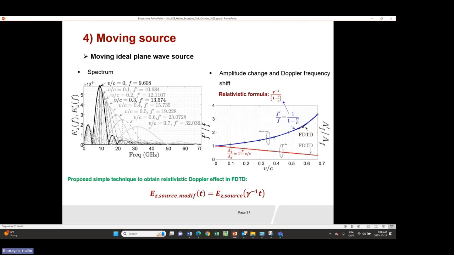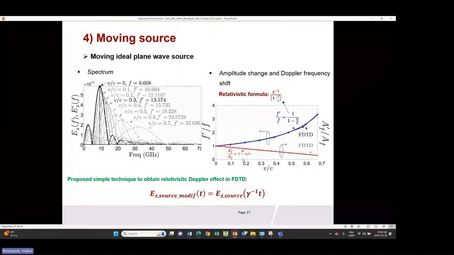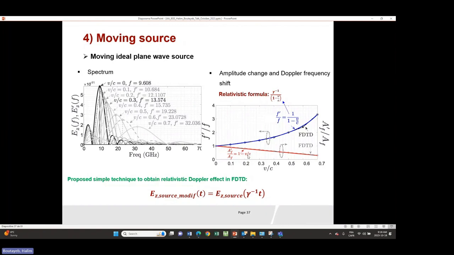Here we plotted the spectrum for the moving ideal plane wave source for different values of V over C. Then we take the different frequencies and plot them as a function of V over C. We found that F prime over F is given by 1 over 1 minus V over C, plus or minus depending on the direction. The blue one is for the frequency and the red one is for the amplitude. The amplitude is inverse, 1 minus V over C.